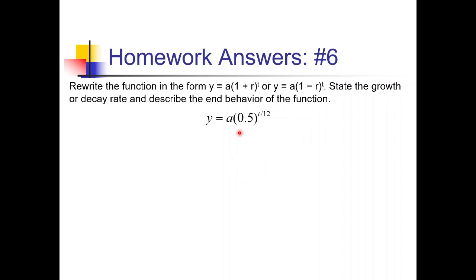Let me start by putting this in a b to the t form by moving this 1 over 12 inside the parentheses with the 0.5. The main reason for doing that is so that I have this t all by itself to get that b to the t sort of look. So whatever 0.5 to the 1/12 is, that is our b value. Let's go to Desmos for that.